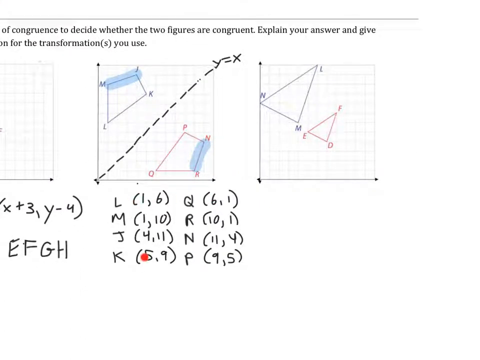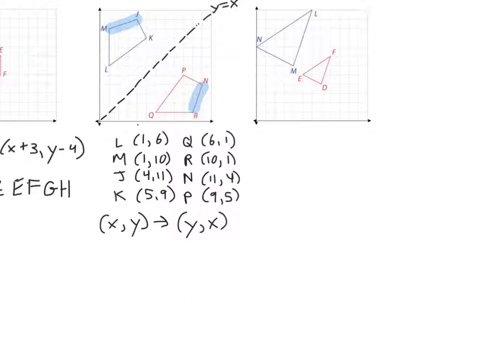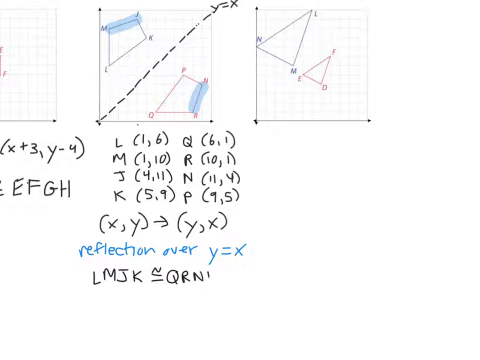Okay, so you can see here I listed out the coordinates, and if you compare, what you'll notice for each corresponding set is that the x and the y values have been swapped. So that would be our rule, and that is in fact a reflection over the line y equals x. So we can add that in as well. Reflection over y equals x. So that proves that LMJK is congruent to QRNP.